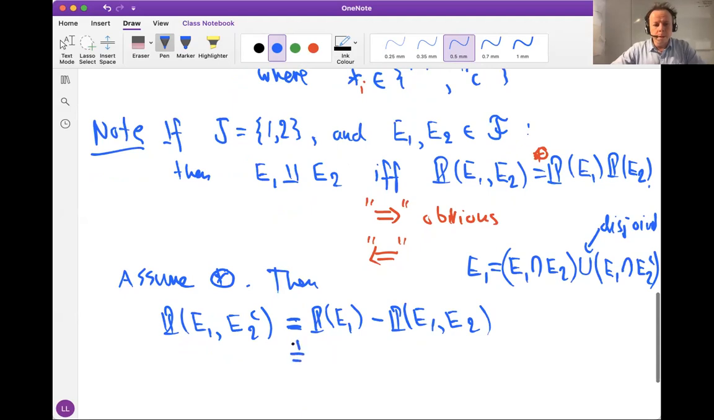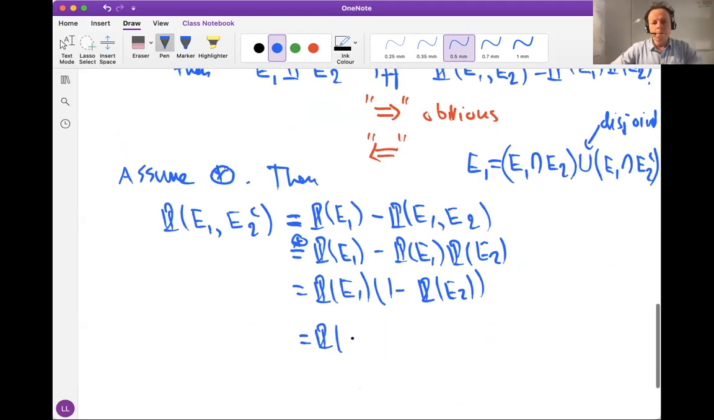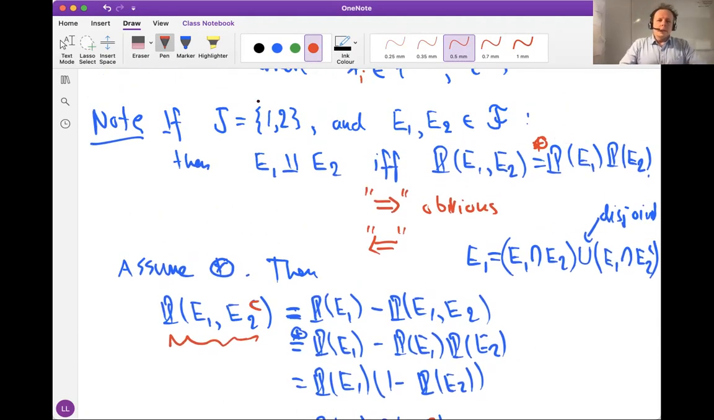And then we use the condition star to factorize the second quantity, so with the probability of E1 and the probability of E2. And then we use basic arithmetic. We see that this is the probability of E1 times 1 minus the probability of E2. And then we use again a formula that we know, that 1 minus the probability is the probability of the complement of E2. So if you look at what we have now, we have the event E1 and the complement of E2, and here we have factorized it with the complement. So this is a special case, of course.